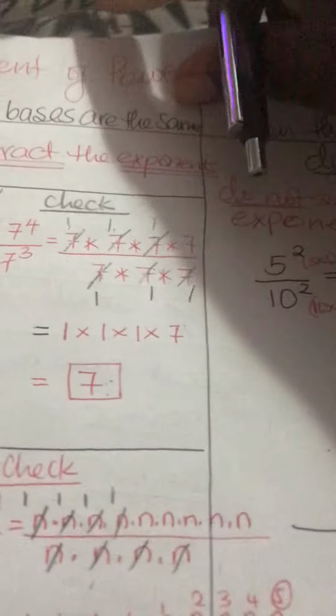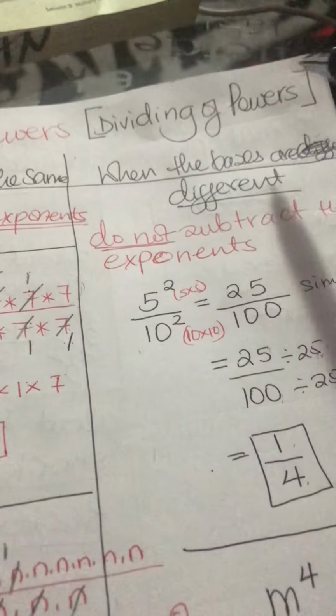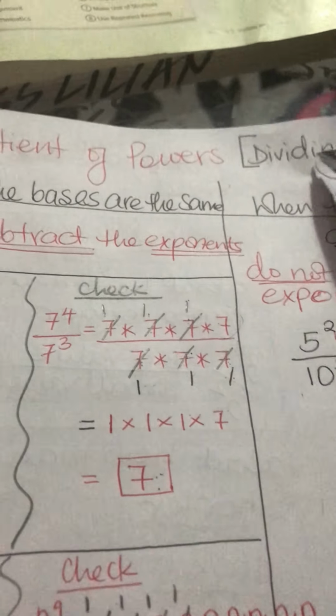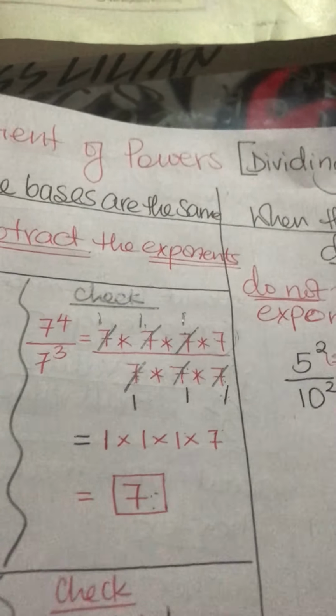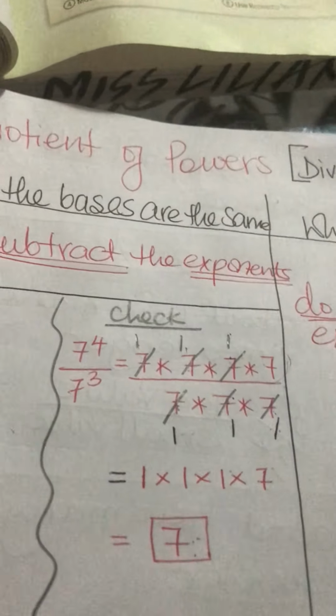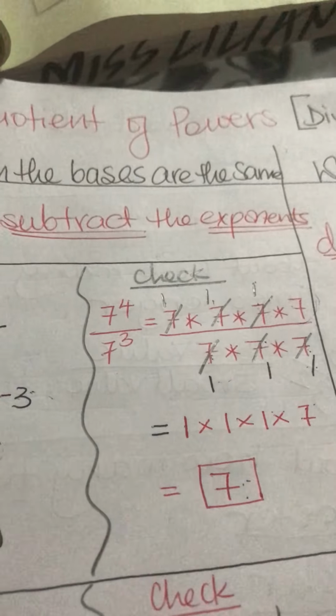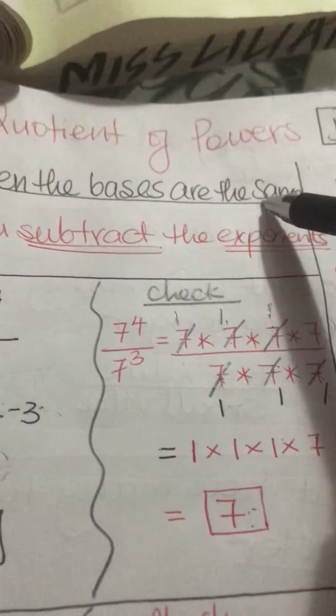All right. Now, let us do quotient of powers. Quotient of powers means dividing of powers. When you see the word quotient, you know you're going to divide. We saw this vocabulary in grade 7, in grade 6, in grade 5. Even here we're going to divide it into two parts: when the bases are the same and when the bases are different.